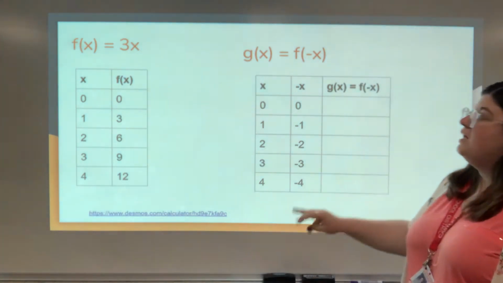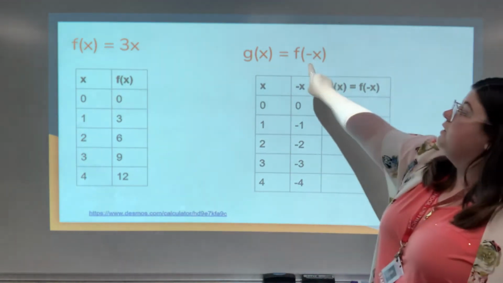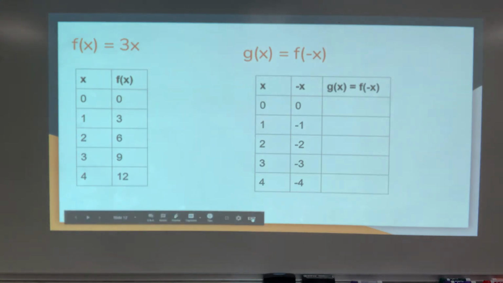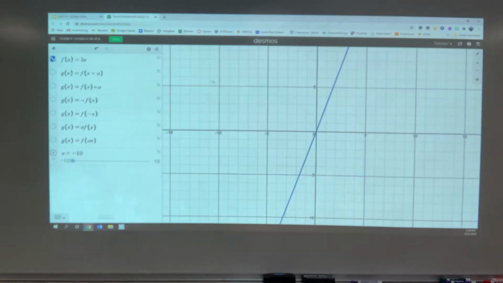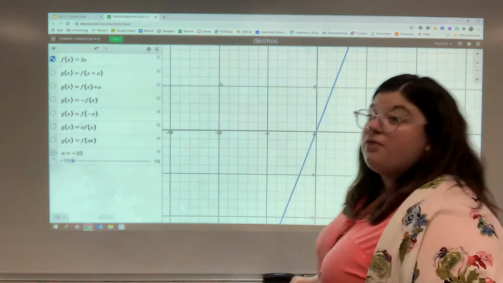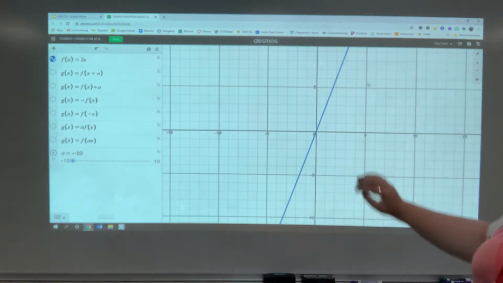So what we said, that was the algebra that was going on behind it. What we said was this should be a reflection across the y-axis. So here I am at Desmos. I have this blue line graphed, f of x equals 3x. Let me make sure it's in projector view. Okay, so f of x equals 3x.